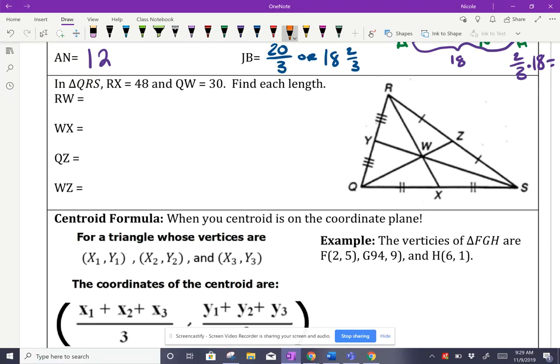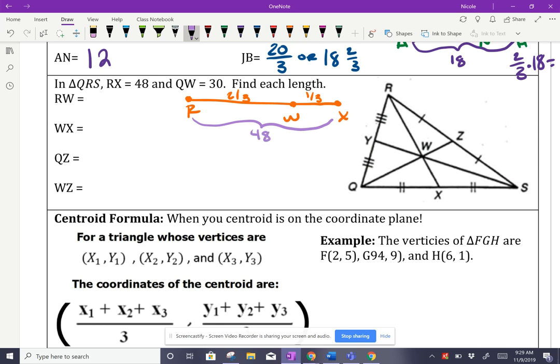All right, let's take another look at an example of that centroid and finding the lengths of the segments. So we're given that Rx. Like I said, I like to sketch it out. It gives me the space to draw on it. So I've got Rx with W as my centroid. So this is my 2/3 piece and my 1/3. It tells me the whole thing. So from R all the way to X is 48.